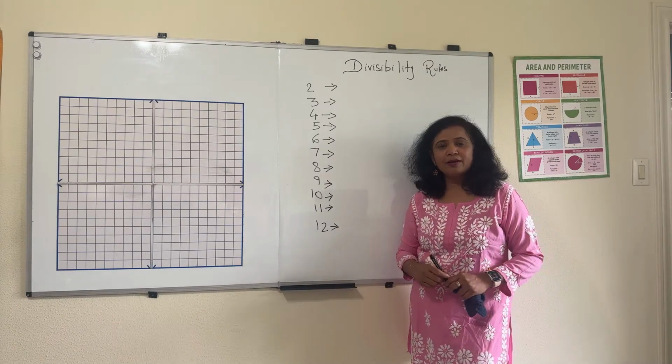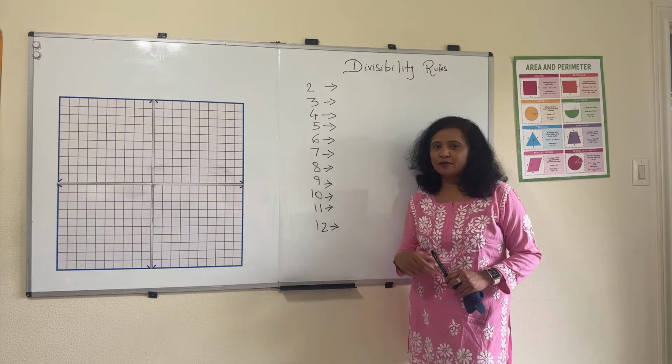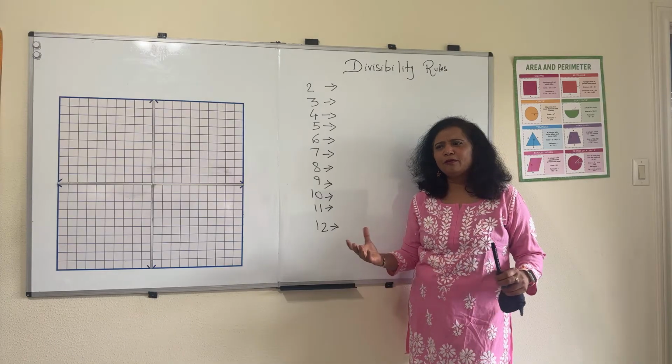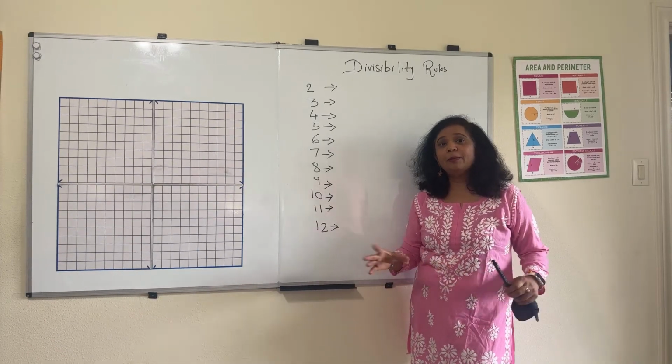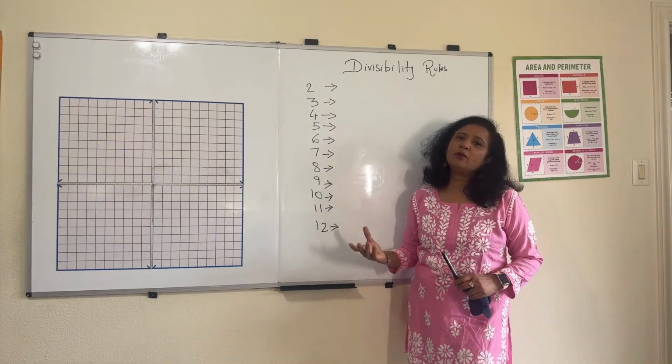Whichever grade you are in, it doesn't matter. If you know multiplication or division, you should know your divisibility rules. Because sometimes, even with a calculator, you should know if you see a big number, whether that big number is divisible by all the numbers or not. Okay. So what are the rules?